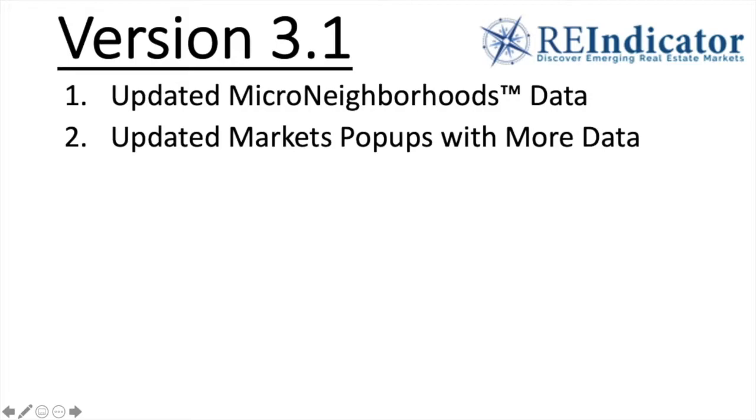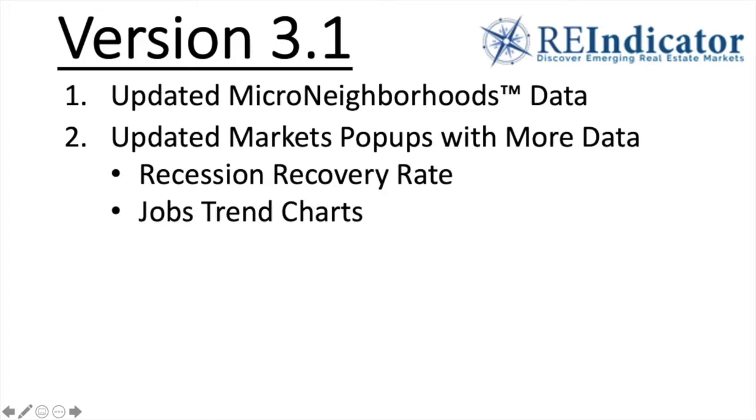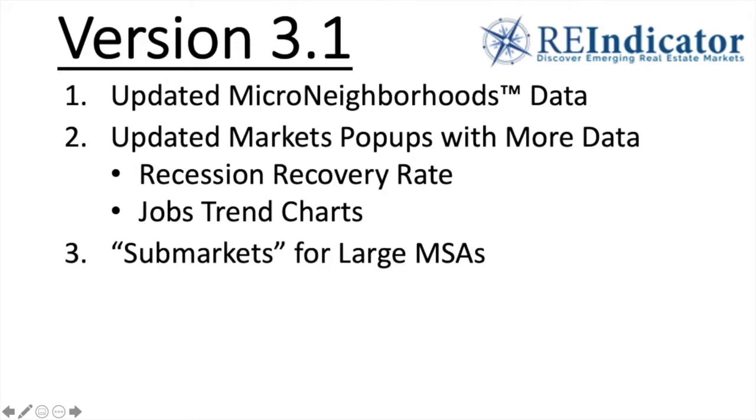Not only has the data been refreshed, but it contains more data, including a recession recovery rate, which I'll discuss when we get there, as well as a jobs trend chart. So that reflects what's going on in each metropolitan area that we're looking at. The third of the 6 items is we now have submarkets for some of the larger MSAs around the country, and I'll give you some examples of those.